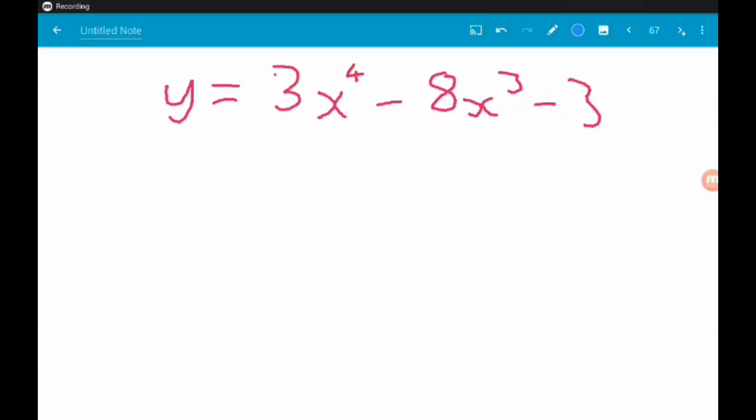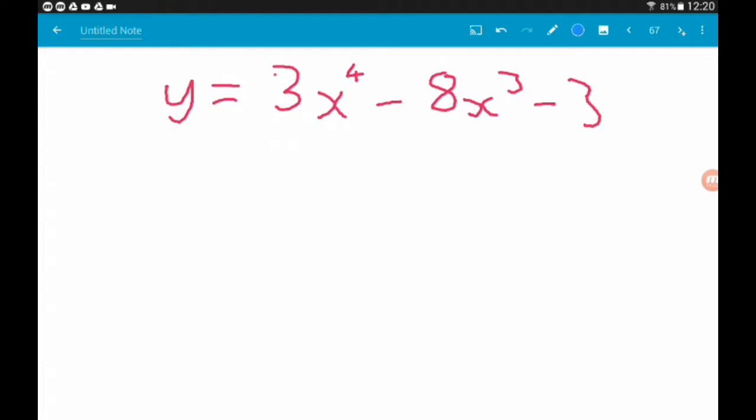Okay, for our first example then, we've got y equals 3x to the power 4 minus 8x cubed minus 3. Now again, what we want to do is find the coordinates of any stationary points, classify their nature into a minimum, maximum, or point of inflection, and then finally we're also going to draw a little sketch of the function.